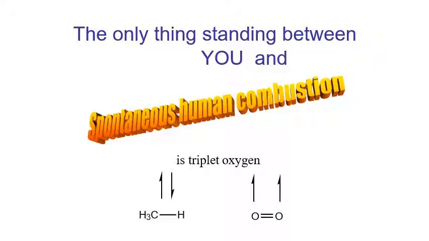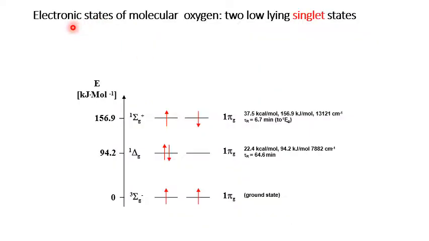Now how we can generate singlet oxygen, and what the reactions of singlet oxygen are, I will discuss in the later slide. Here I have shown the electronic states of molecular oxygen. There are three electronic states. One is the ground state, which I have already discussed. This is the ground state where two unpaired electrons of oxygen reside in antibonding pi molecular orbitals. This is basically a term symbol that I will not discuss here.